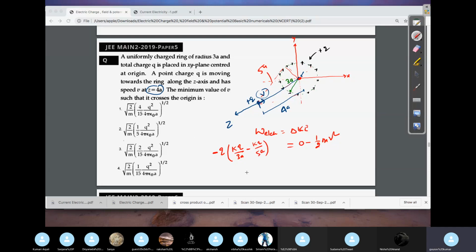So we'll take this kq outside, by a also outside. kq square will become 1 by 5 minus 1 by 3. We can cancel this minus here, so I'll just write this as 1 by 3 minus 1 by 5. So I'll get here 1 by 3 minus 1 by 5. And here we will have a, sorry, this is your a.